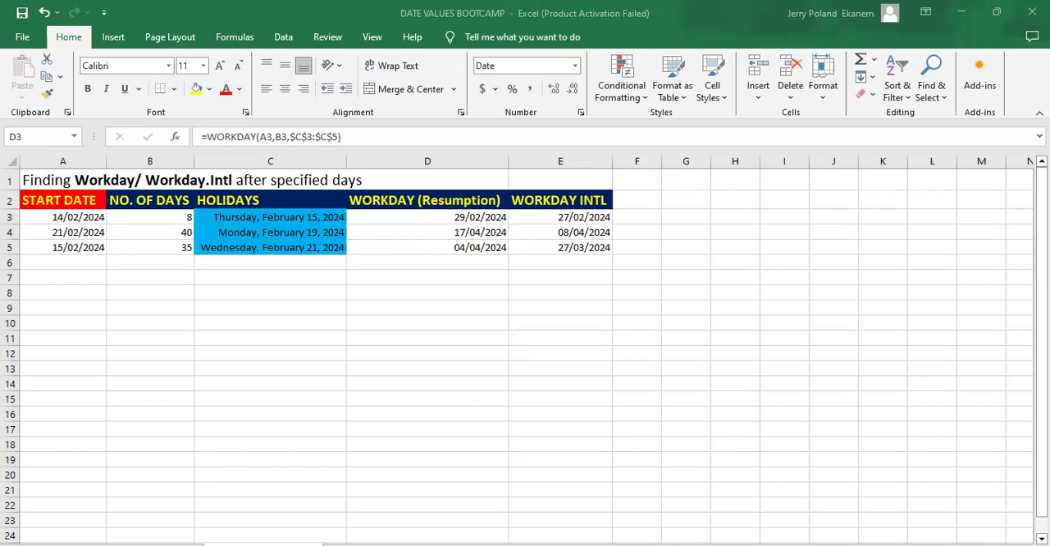Sunday holiday, we skip. Monday, 6th day, and the 6th holiday. Tuesday, 7th holiday. And Wednesday, 8th, no holiday, 8th leave day. So leave officially ends on Wednesday, that's on the 28th. So it means I should be resuming work on the 29th.